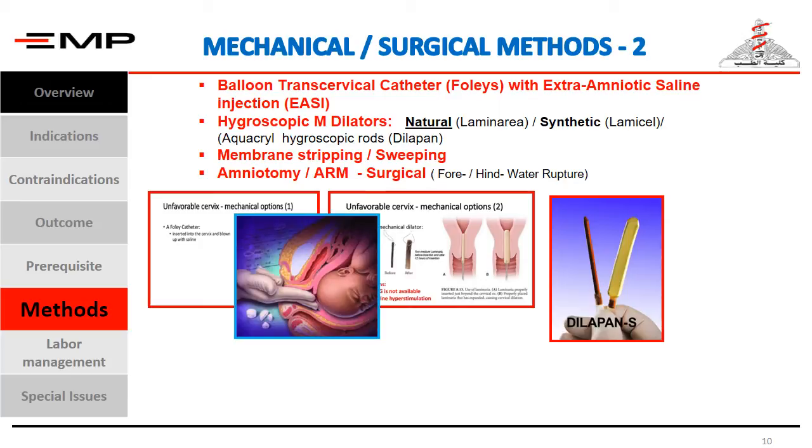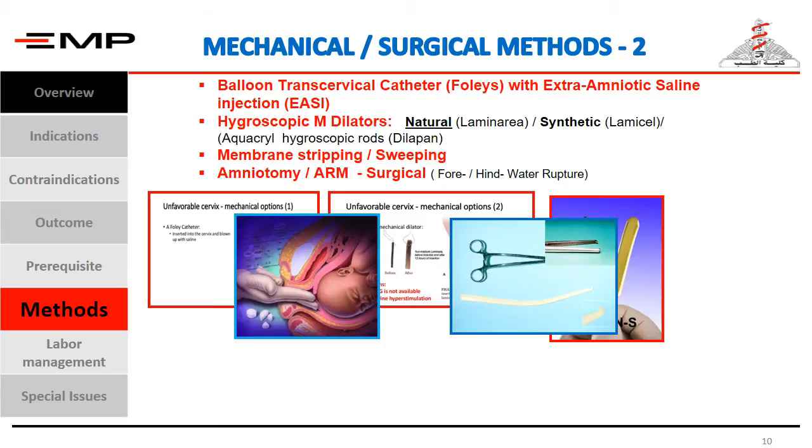Sweeping of the membranes may promote the onset of labor by increasing local production of prostaglandin. Discomfort during vaginal examination and other adverse effects such as bleeding or irregular contractions were more frequent in women who had the procedure performed.